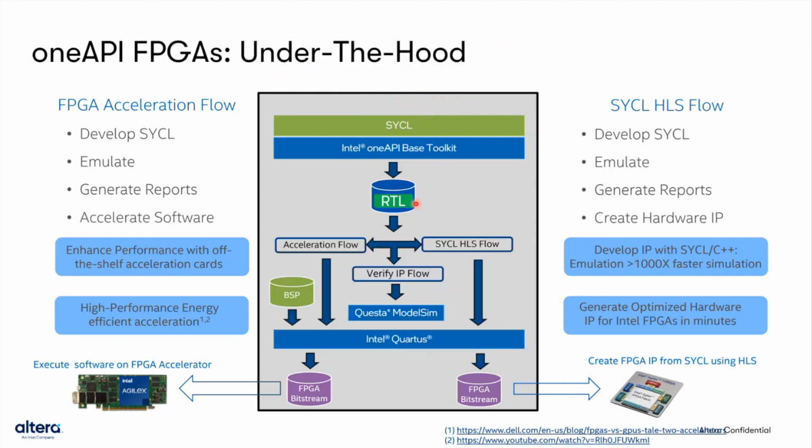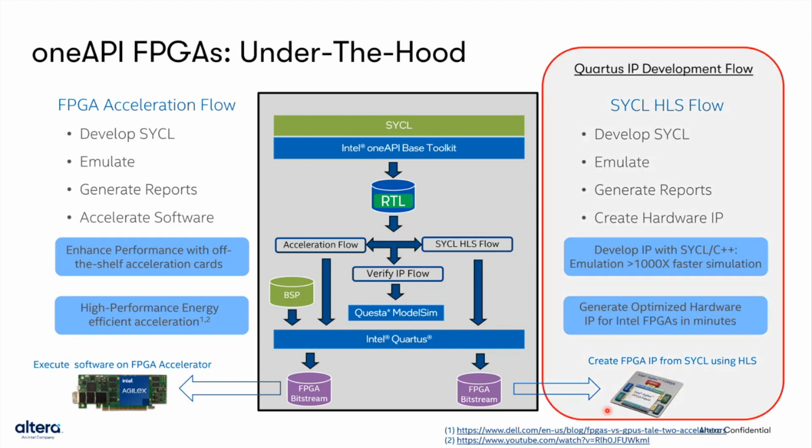They both produce RTL. They both go through simulation and a process by the Quartus software. The difference is in the implementation. Again, the FPGA acceleration flow is producing a design that's going to be a part of a larger system, whereas the HLS flow is producing an IP that will get integrated into a larger FPGA design. So the focus of this talk today is particularly oneAPI when used in the SYCL HLS flow.